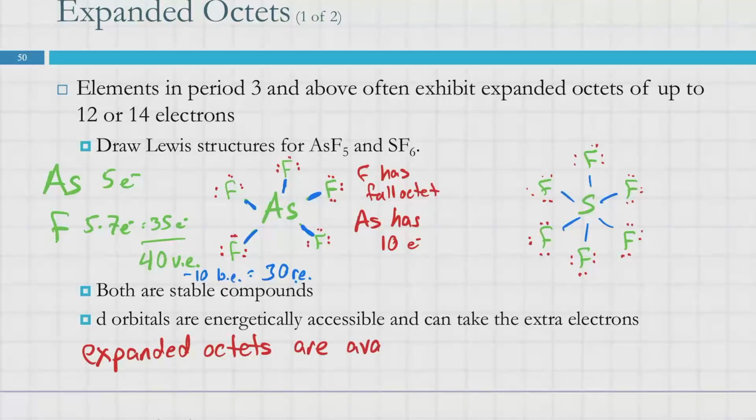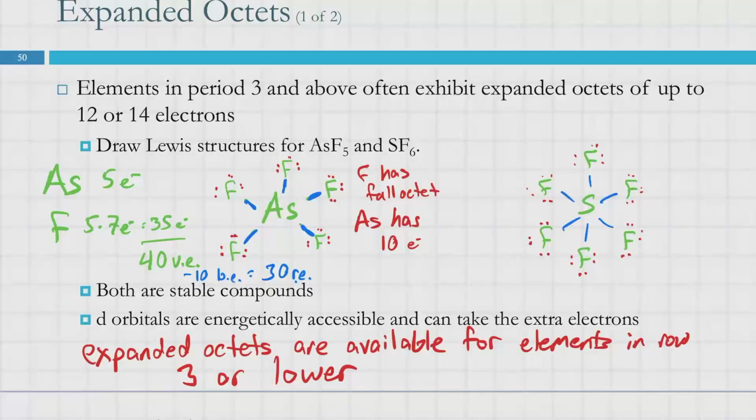So expanded octets are available for elements in row 3 or lower. You will never find expanded octets for anything in row 1 or row 2, because they don't have access to d orbitals. You would have to bypass the 3s, 3p to get to the 3d orbitals, and that's just not favorable.